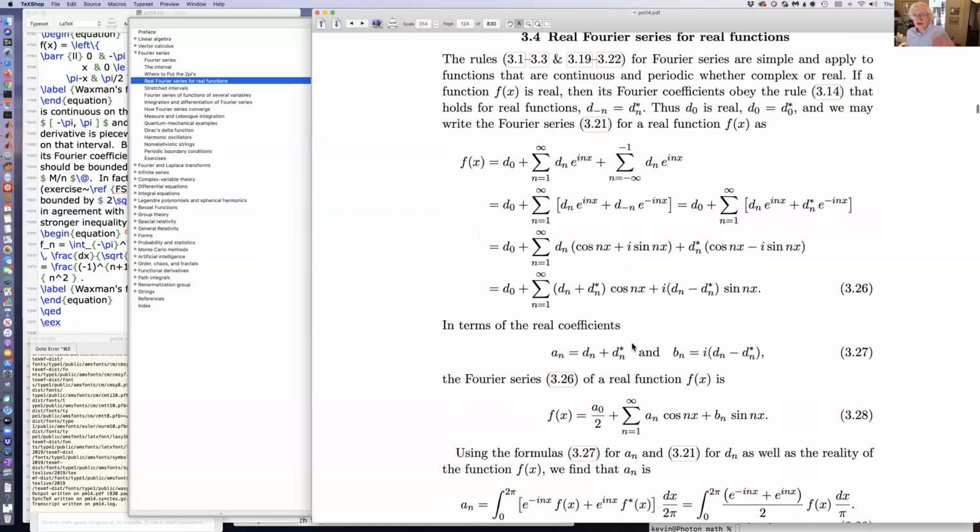Okay, let's go now to real Fourier series for real functions. This is where most books on Fourier series start, but I think this is harder than the approach with complex numbers.